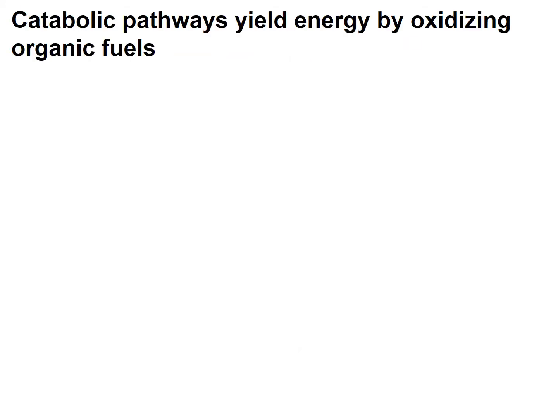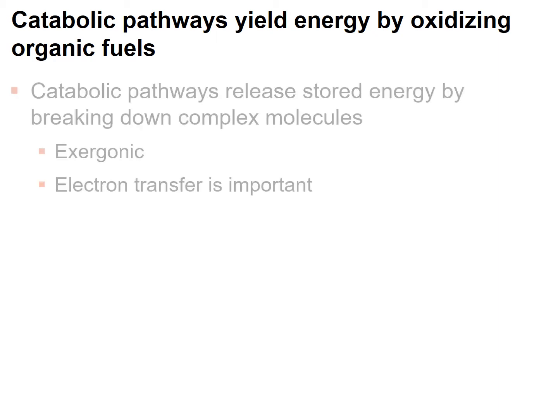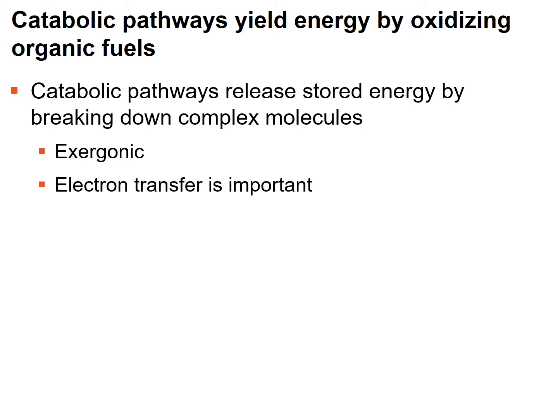So, catabolic pathways, remember, are those pathways that actually release energy. They release energy by oxidizing organic molecules. Now, these are exergonic processes. Remember what exergonic means? It's a chemical reaction that doesn't require energy. It releases energy. And during this process, in catabolic pathways, electron transfer is really at the center of it all. Okay, so electrons are transferred between molecules, and it's the electrons that help provide that energy.